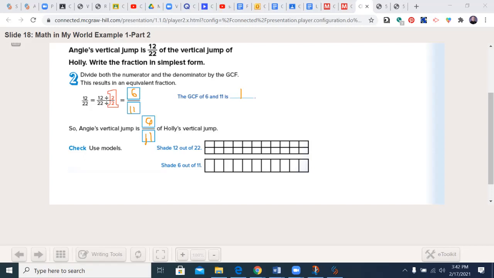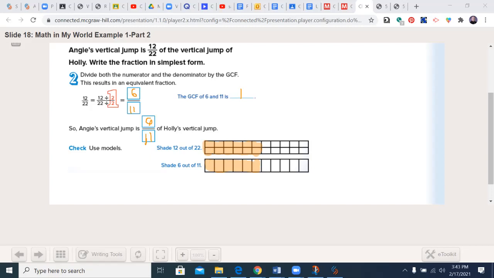I could check it with the model. I could shade 12 out of 22: 1, 2, 4, 6, 8, 10, and 12. And then I could do 6 out of 11: 2, 3, 4, 5, 6. So notice I shaded in the exact same amount. So that means we did good.